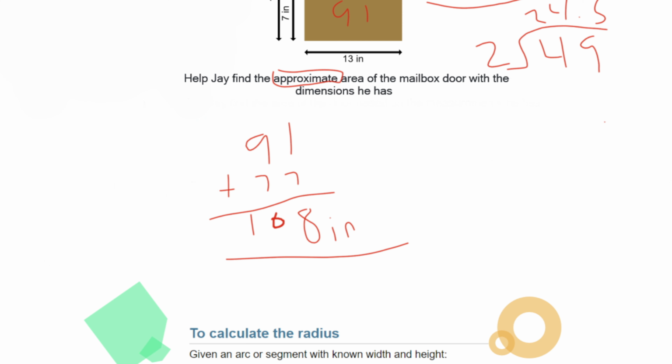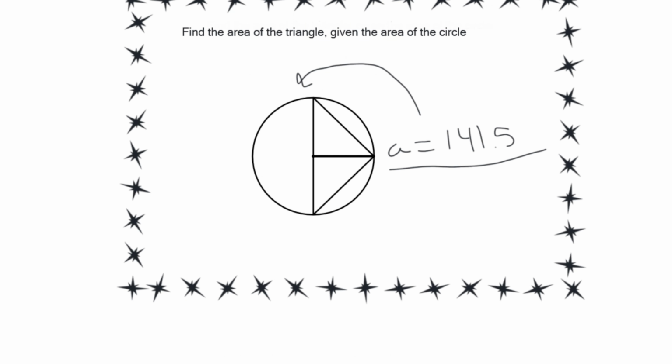Okay, so find the area of the triangle given the area of the circle. And this will be pretty easy. Maybe it'll just take a few minutes. So we have to find the area of the triangle given the area of the circle, and the area of the circle is 141.5. Now, this may seem quite impossible because we have to find the area of the triangle and we're only given the circle's area. How do we do this?